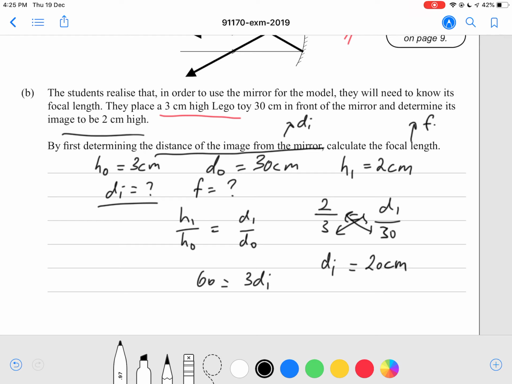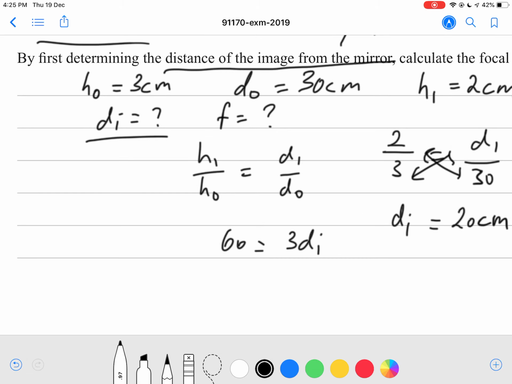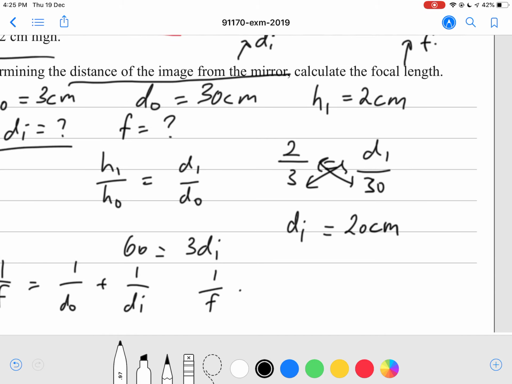Now we can use our relationship between the focal length, di and do. So we can say that 1 over f is equal to 1 over do plus 1 over di. Therefore, 1 over f is equal to 1 over 30 plus 1 over 20. And this should simplify.